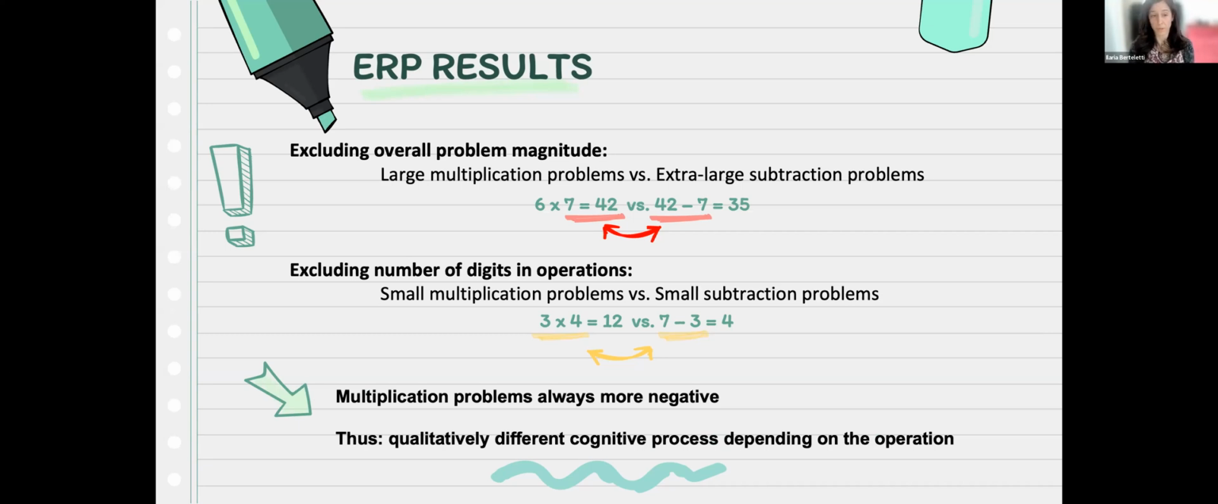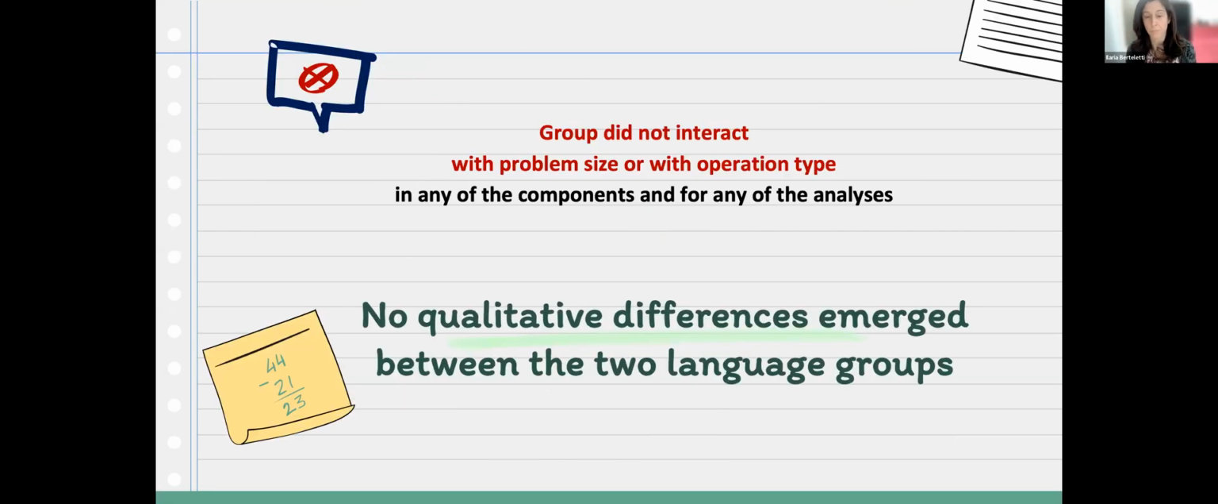We were able to exclude that the results were related to problem magnitude of multiplications versus subtractions. Also, we were able to exclude that any of the effects were related to the number of digits in the problems, because our multiplication problems, regardless, were always more negative. And this suggests that there are different cognitive processes depending on the operation.